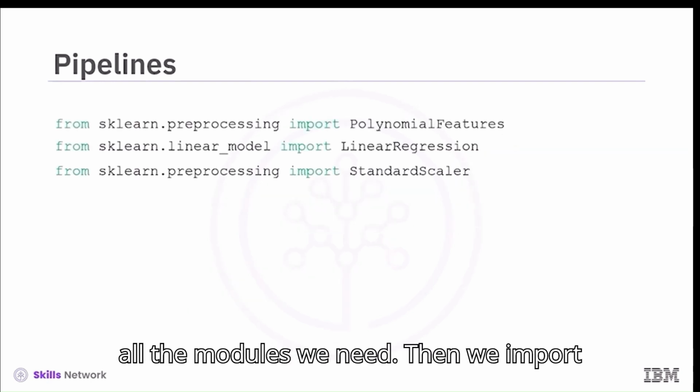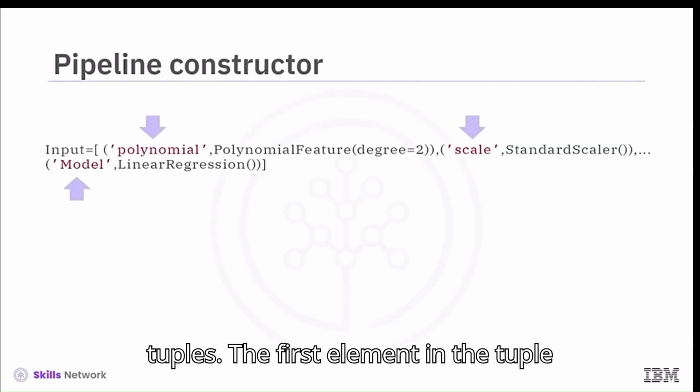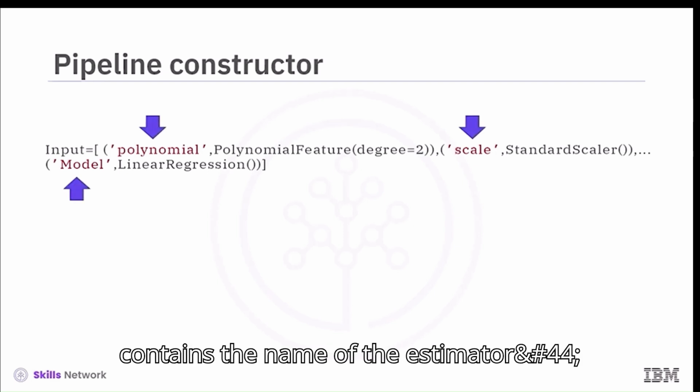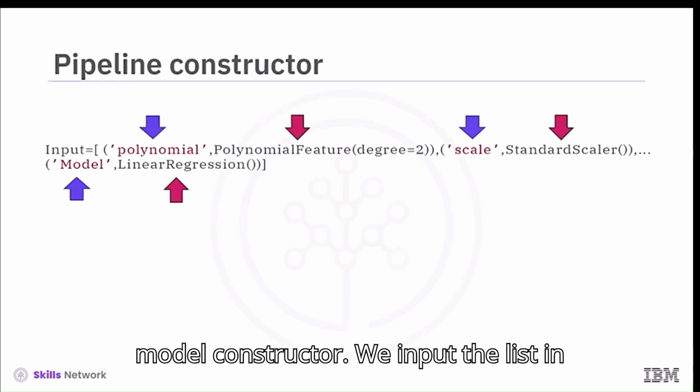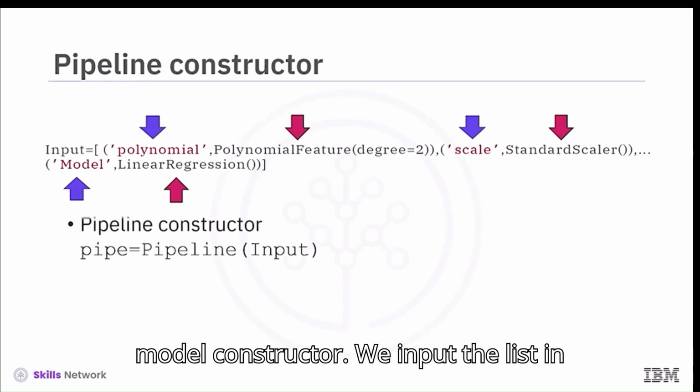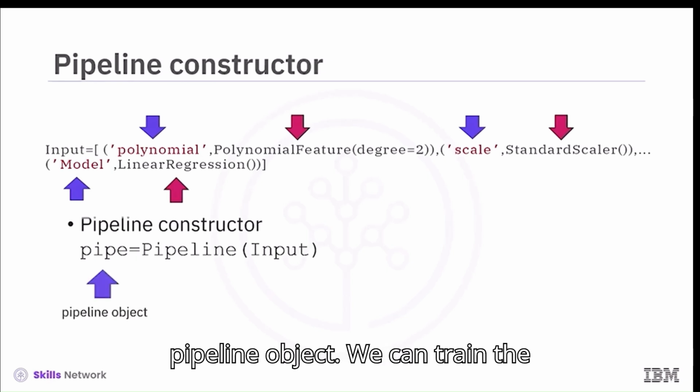First, we import all the modules we need. Then we import the library Pipeline. We create a list of tuples. The first element in the tuple contains the name of the estimator model. The second element contains the model constructor. We input the list in the pipeline constructor. We now have a pipeline object.